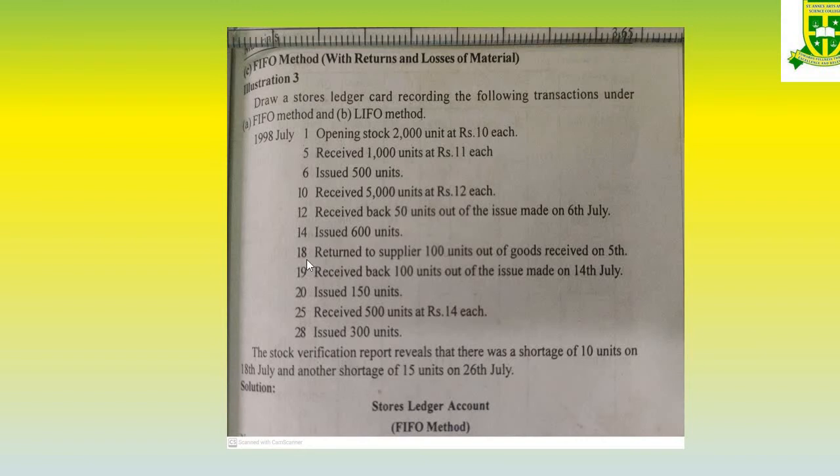So the next one is on 18th. What is happening? Return to supplier, 100 units out of the goods received on 5th. On 5th, how much goods have we bought from the supplier? The 12th entry is within the company. It is happening that for the manufacturing process we have issued, so the stock remaining in hand, they are returning it back. But the 18th entry is returning to suppliers. That means there may be defects in the goods supplied by the supplier.